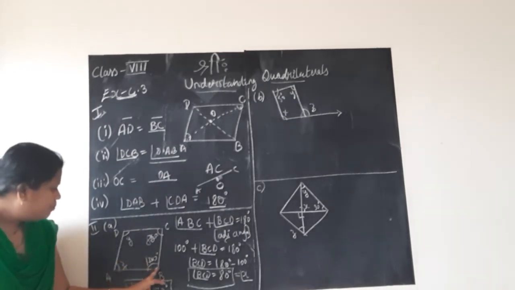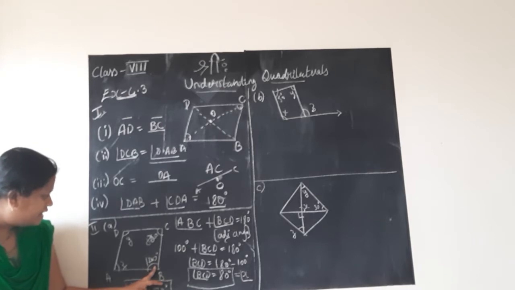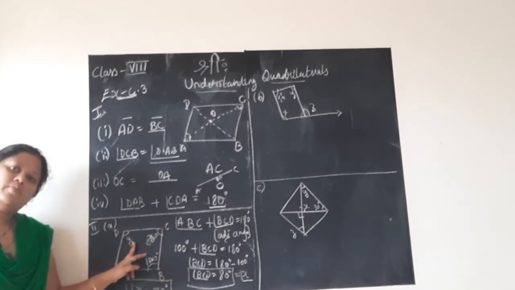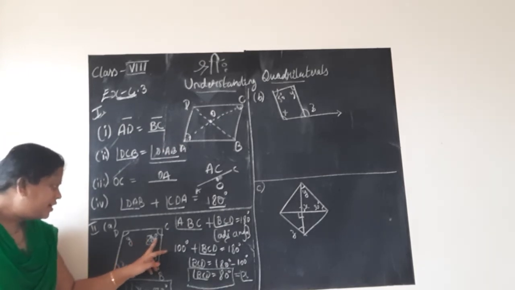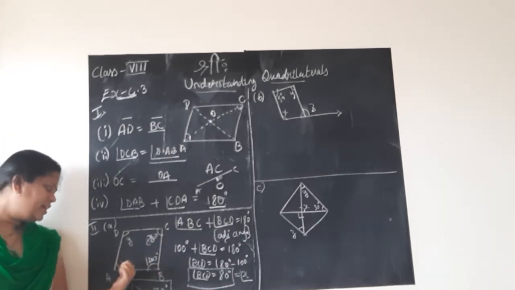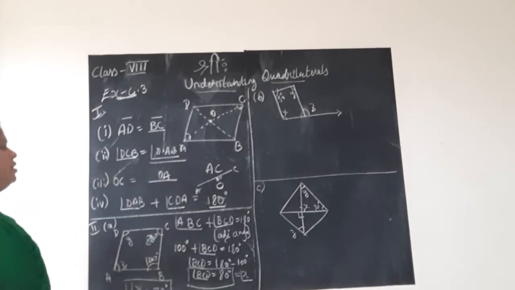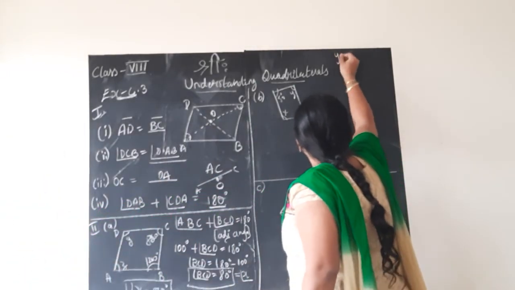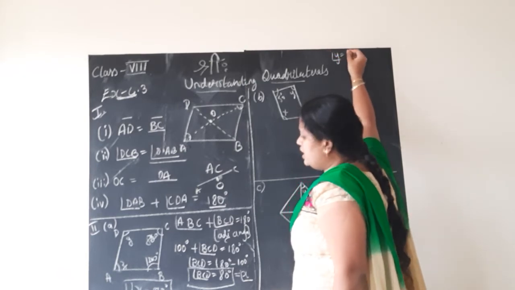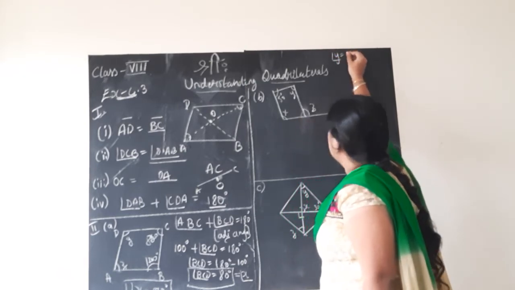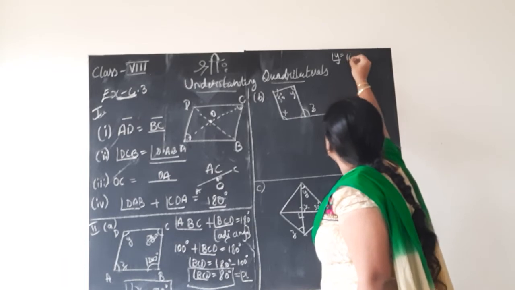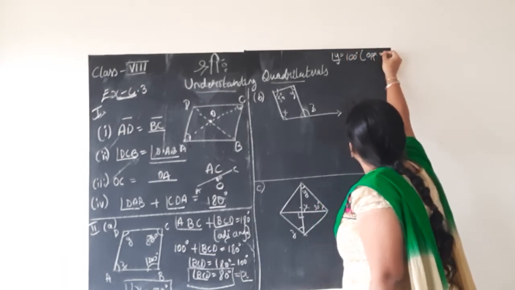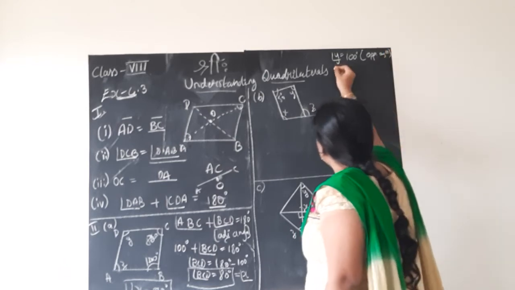So children, if B is 100 degree, angle D or Y is also equal to 100 degree. Why? They are opposite angles. Similarly, if angle C or X is 80 degree, Z is also 80 degree. Why? Because they are opposite angles. Hence, we find that angle Y equals 100 degree. Why? Because they are opposite angles, and you will write the reason.